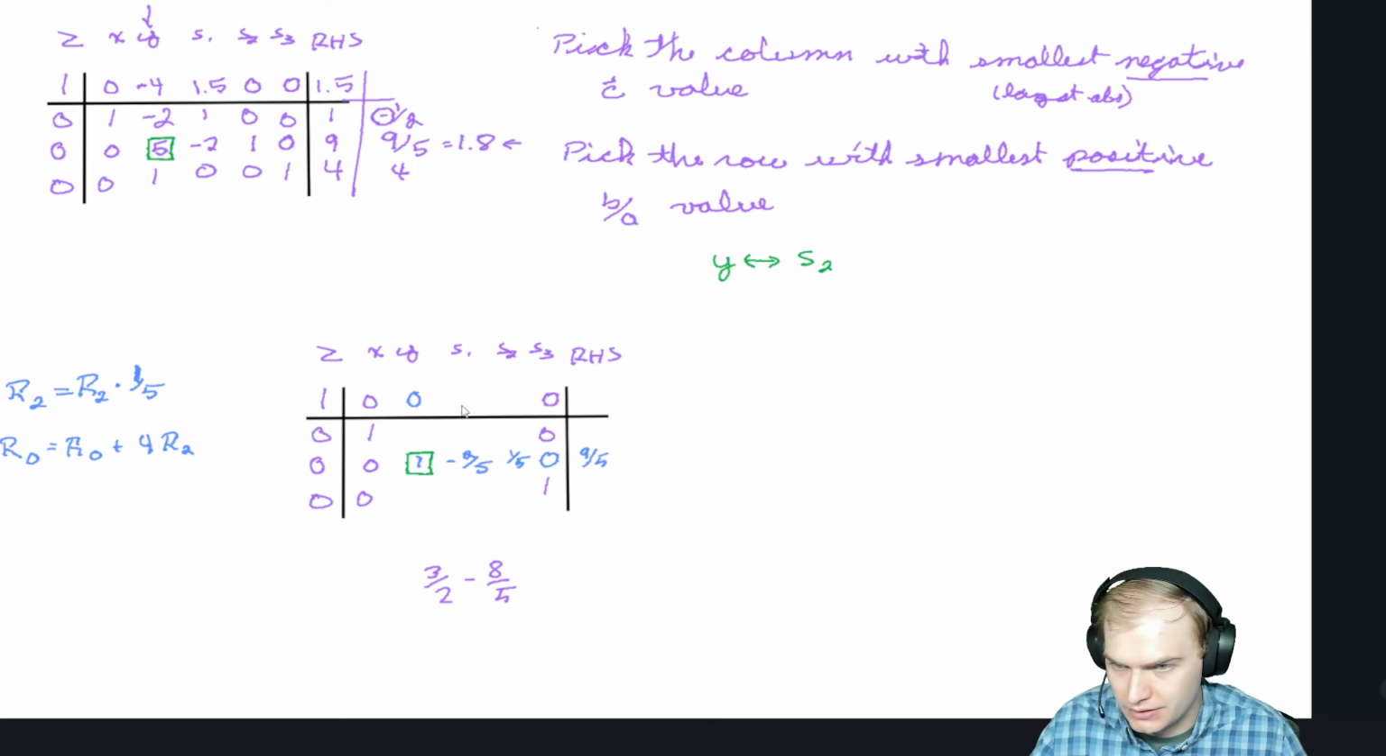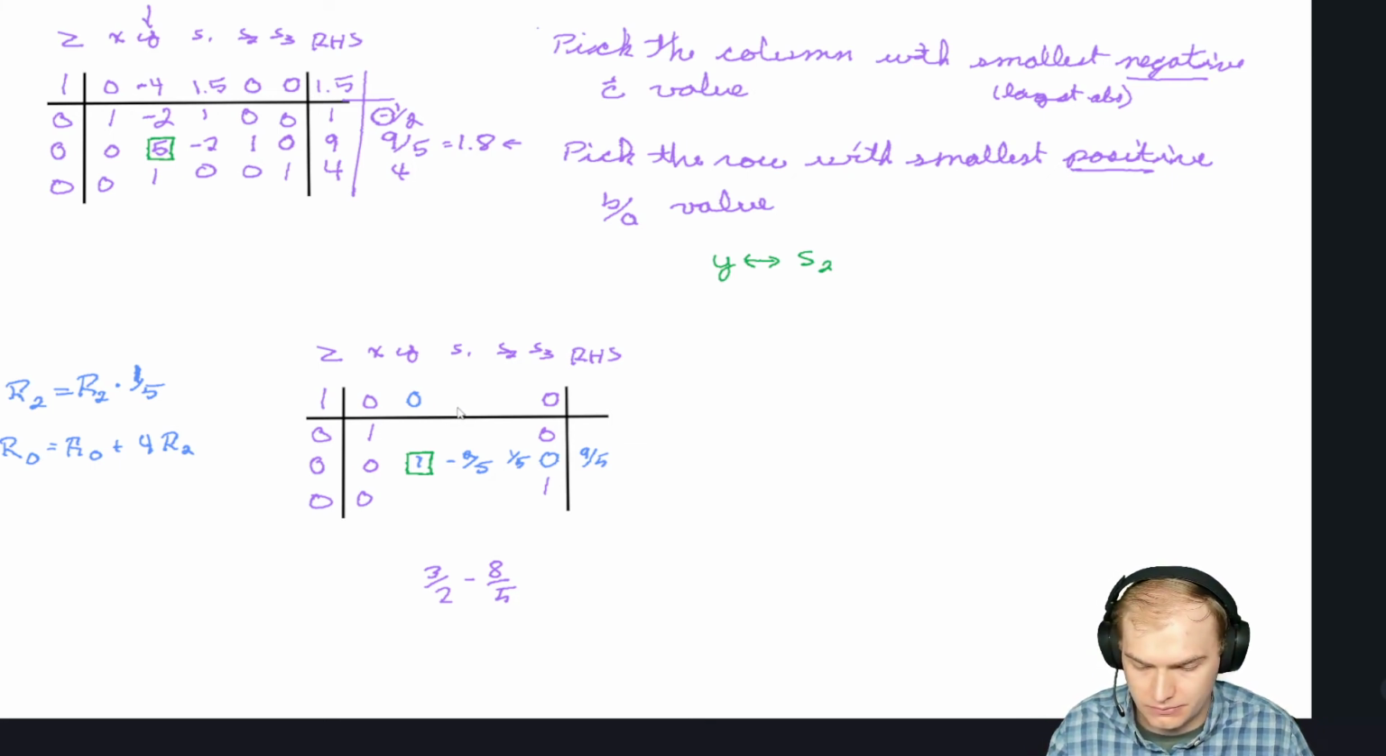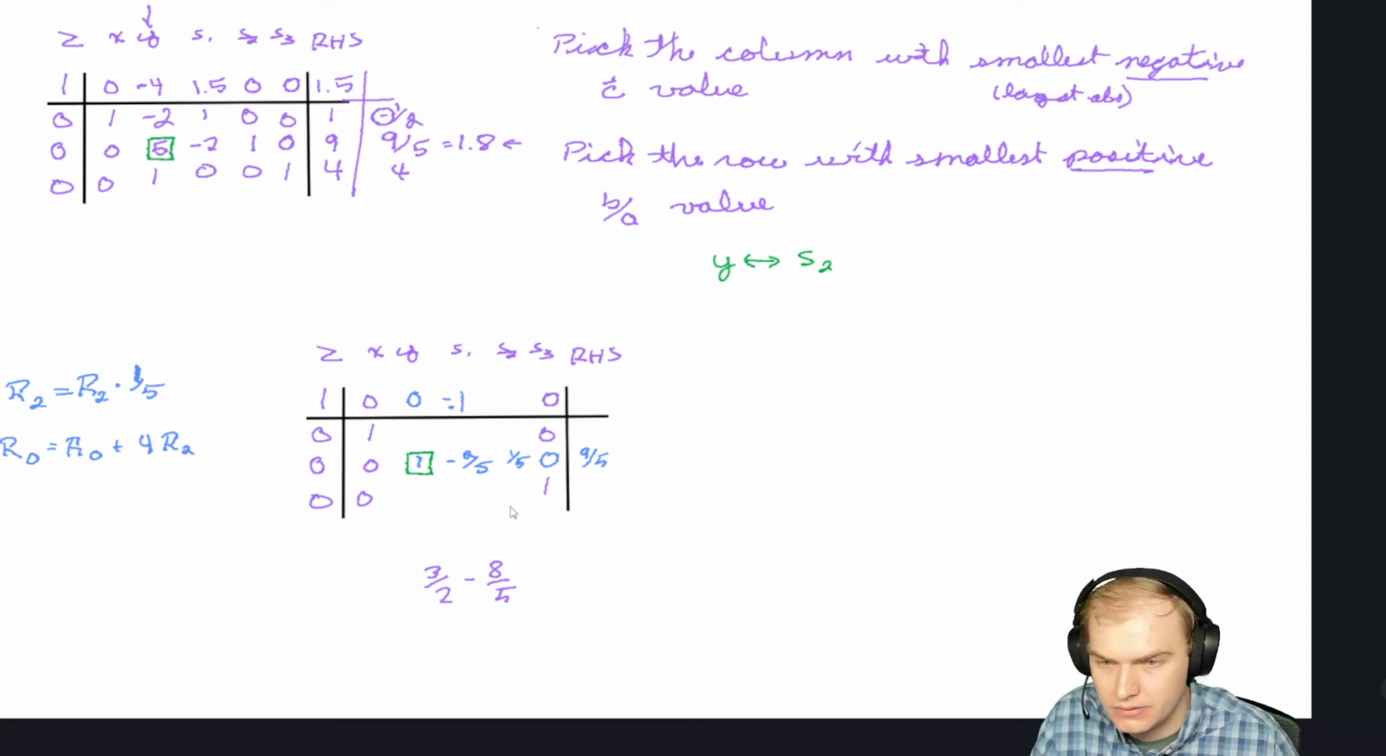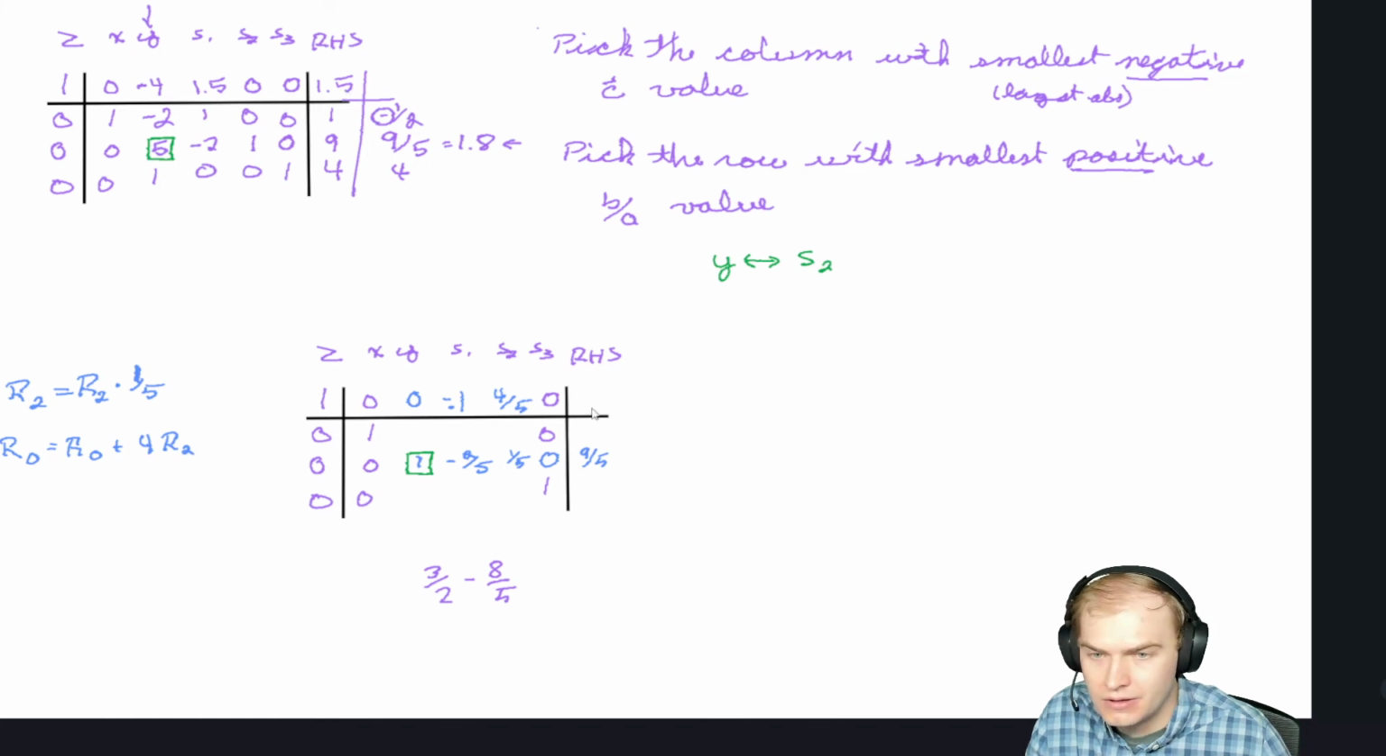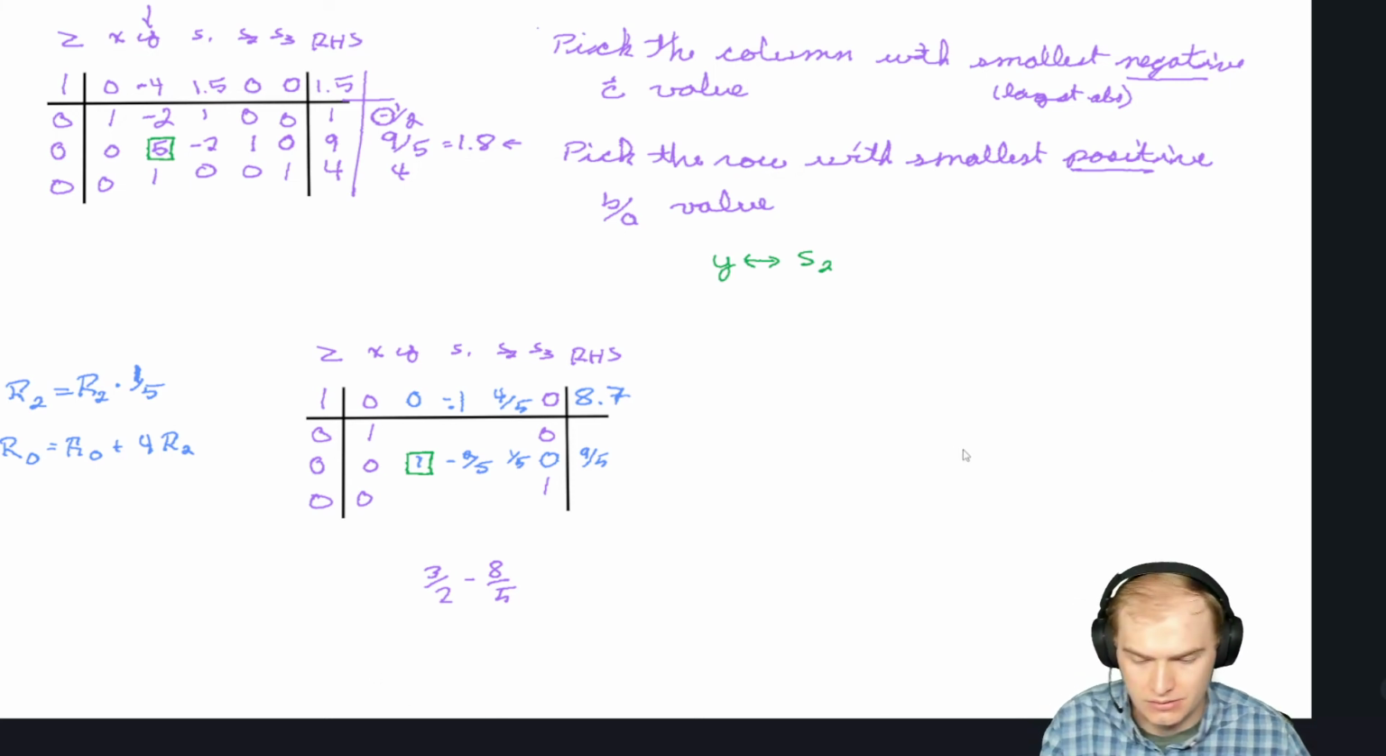But for us, it's negative. So negative 0.1. And S2 is 0 up here. So 0 plus 4/5 is going to be 4/5. Right-hand side, 1/5 plus 4 times 9/5 was 8.7, if I remember the notes I just looked at.